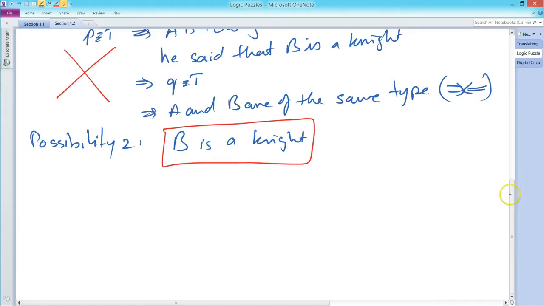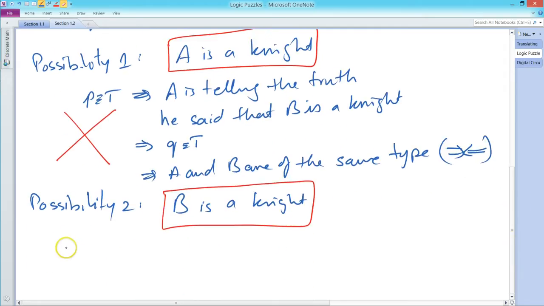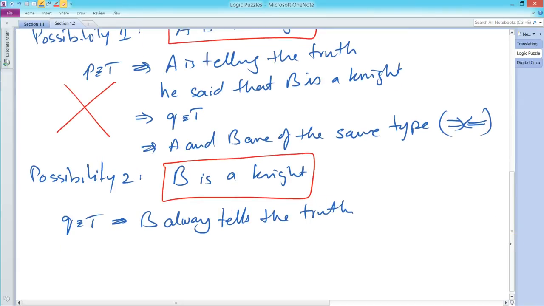So let me scroll back and show you. I am assuming that Q is true when I'm assuming that B is a knight. This means that B, since he's a knight, always tells the truth. So he is telling the truth. And what did he say? He said that A and B, or both of us, are of different types.